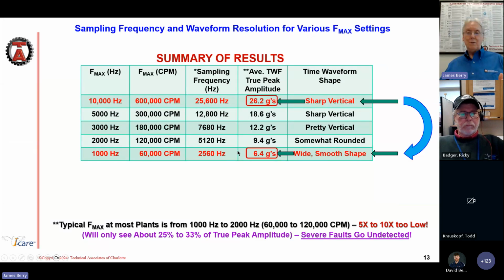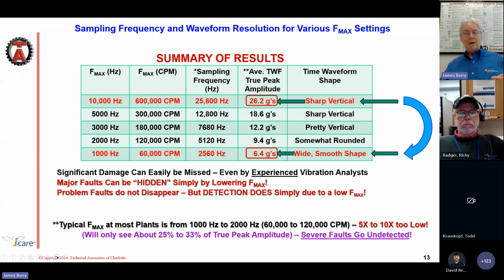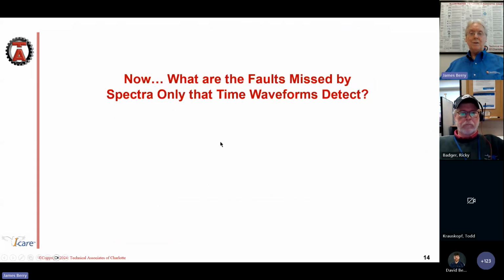So the summary of results, what do we find in this whole thing? Well, you can have a lot of damage and yet miss it. Even experienced analysts don't know this. I didn't know this. But I was one of those guys taking 1,000 hertz, 2,000 hertz F max. And guess what? I was missing some big guys in terms of amplitude. Now you can still take a small F max for your spectrum. That's absolutely fine. But when you take your time waveform, you want to separate the issue. You want a high F max for it, so you can see the true amplitude and shape.